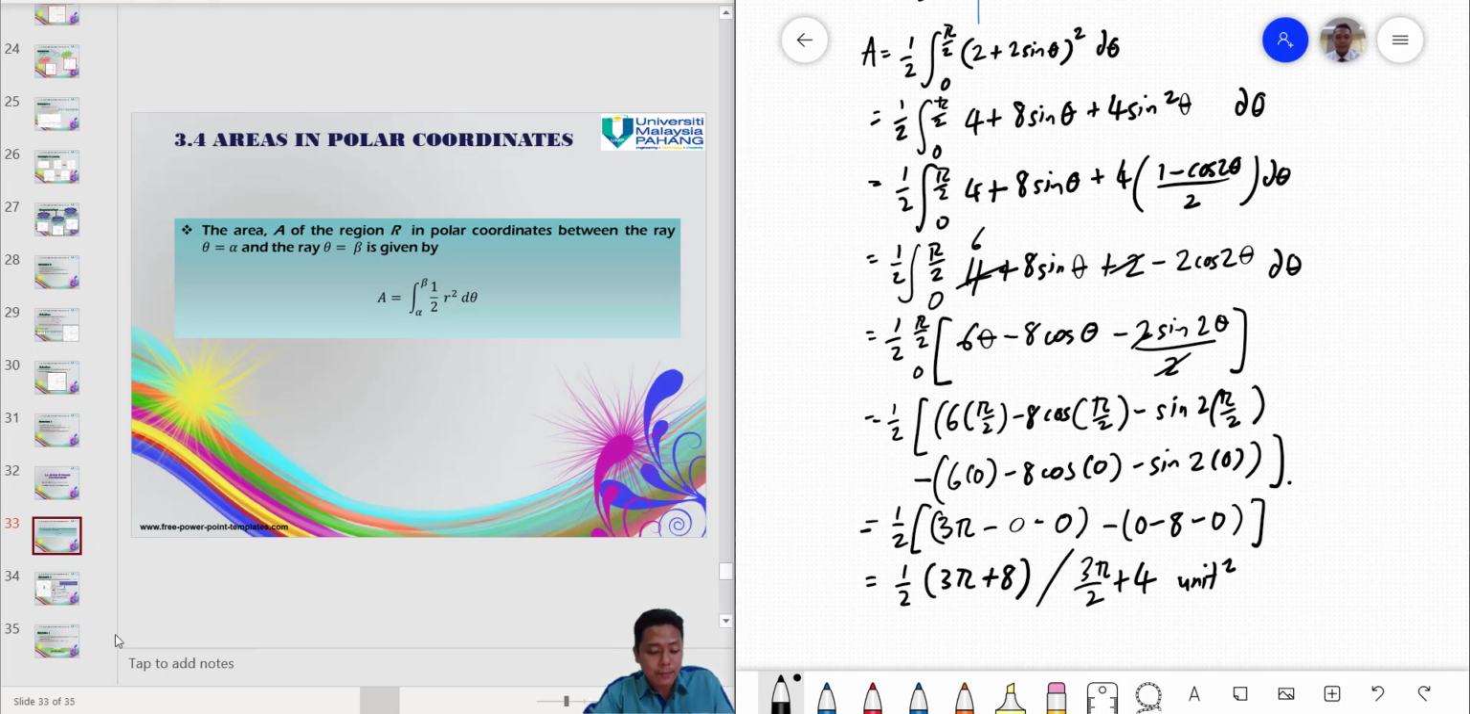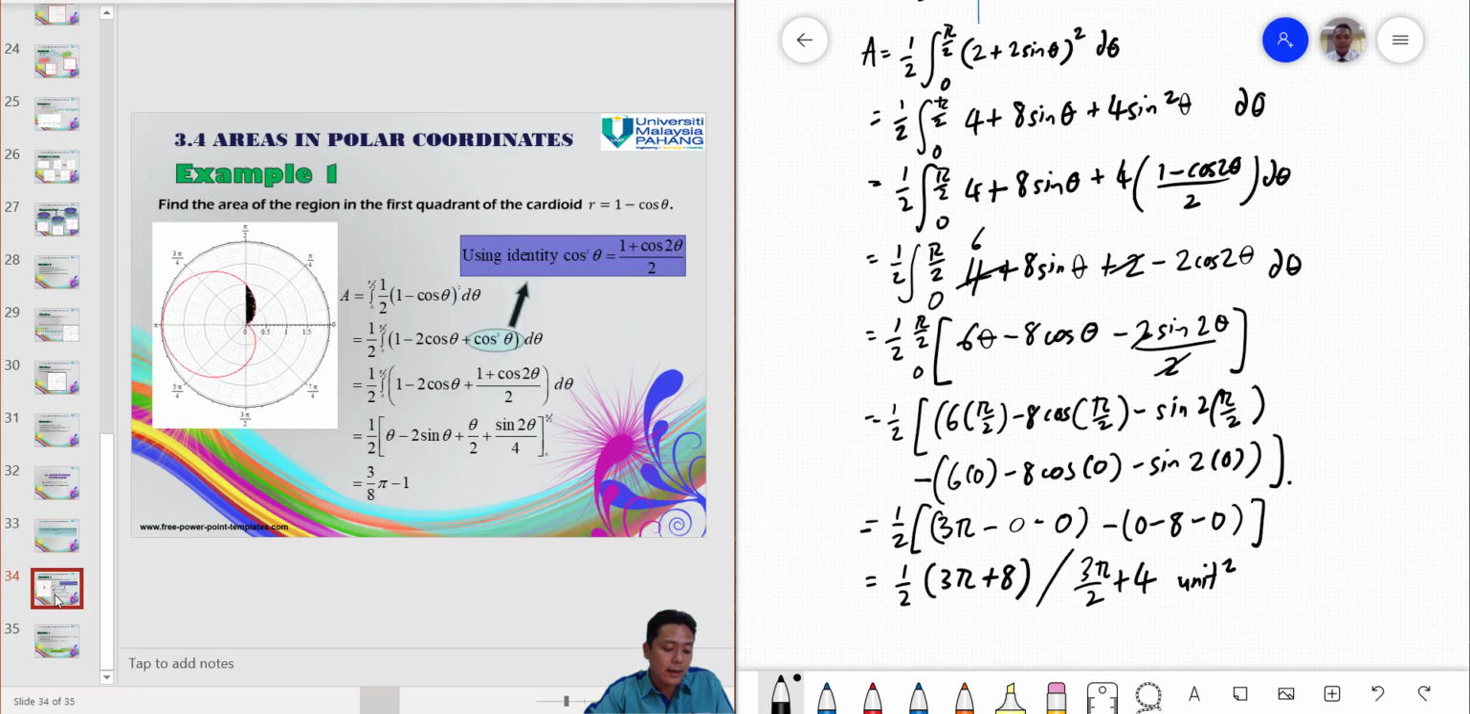For this example, it's a cardioid of 2 plus 2 sin theta. For the example in the slide it is 1 minus cos theta, as you can observe there. They also need to change the cos squared theta into 1 plus cos 2 theta over 2 first. Although the calculation is much more simplified here, there's a shortcut there, but I assure you, if you retrace and do it again, step by step, you should be able to get this answer as well.